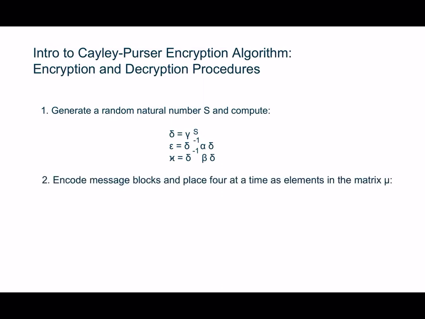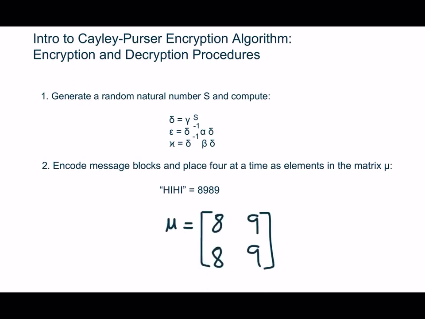Next, Alice will decide on the message she wants to send to Bob, convert her message blocks into numbers, and place them 4 at a time as elements in the 2x2 matrix mu. So for example, if Alice would like to send the message hi hi to Bob, she could convert hi hi into 8989, since H is the 8th letter of the alphabet and I is the 9th. Her 2x2 matrix mu would then look something like this.